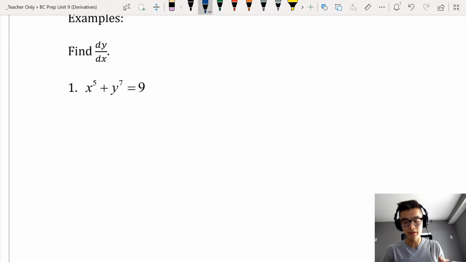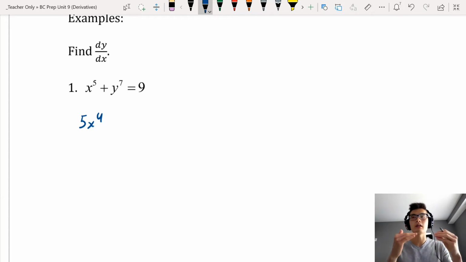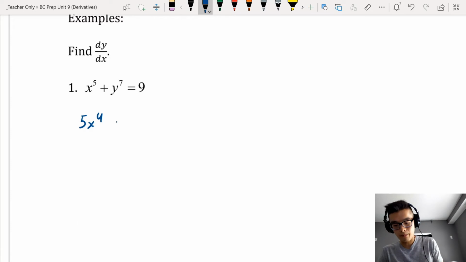So if we take the derivative of this entire equation, we get 5x to the 4th, x is normal, because we're taking the derivative of the y function in relation to the x variable. So what happens here is it's actually chain rule. If you notice here, the outside function is going to be y to the 7th, whereas the inside function is just the y.